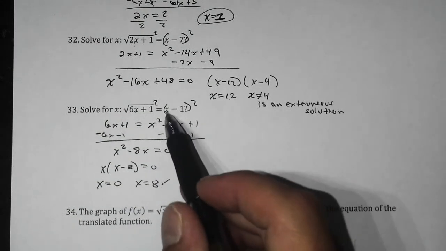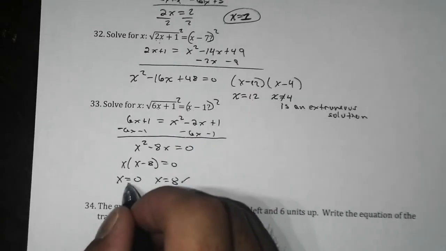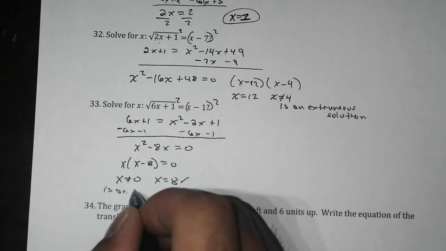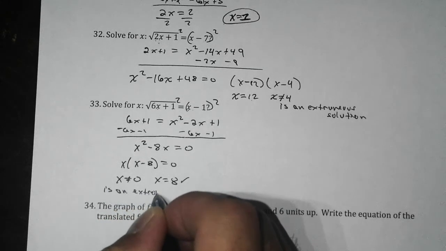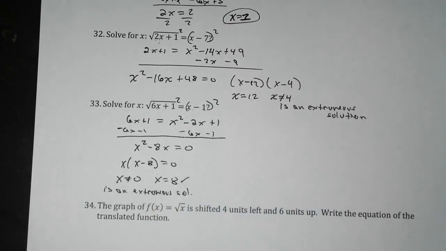Plug in the 0 right here. 0 minus 1 is negative. Nothing can make this equal to a negative number. This does not equal 0. This is an extraneous solution. Okay.